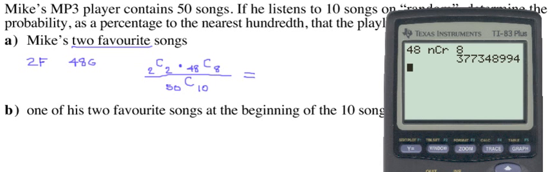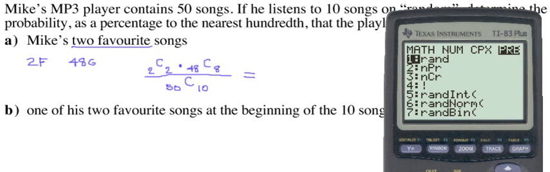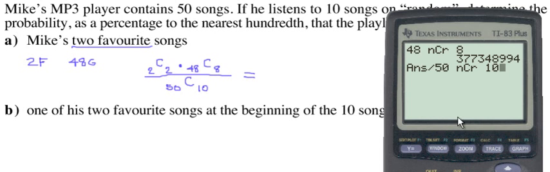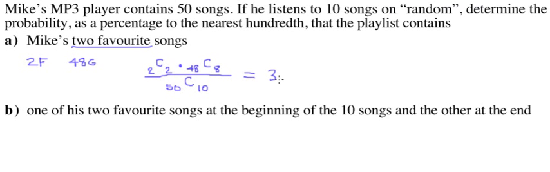That number. And actually I'm going to do this. Divided by 50C10. So 48C8 divided by 50C10 gives a... I have to multiply by 100 to get a percentage, so it's going to be 3.67%. 3.67% chance of both of those songs coming up.